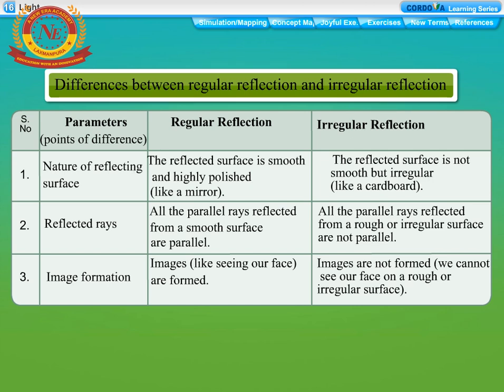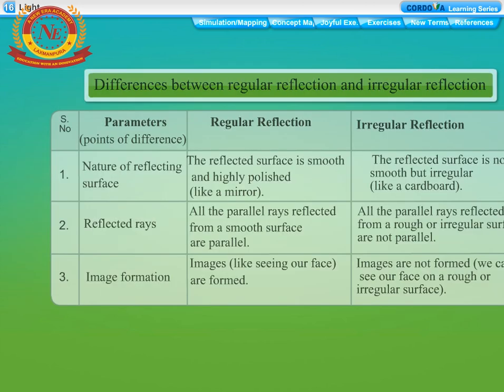Irregular reflection: the reflecting surface is not smooth but irregular, like a cardboard. All the parallel rays reflected from a rough or irregular surface are not parallel. Images are not formed. We cannot see our face on a rough or irregular surface.